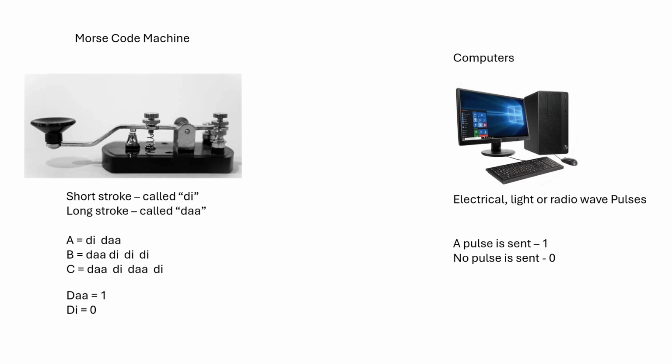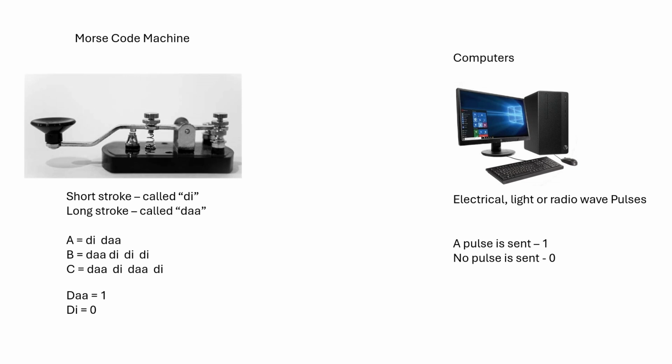It has a code for all the alphabets. For example, the code for letter A is di-da, for B it's da-di-di-di, for C it is da-di-da-di, etc. Compare it to computers that use electrical, light or radio pulses to send information. For the sake of comparison, the sound Da in Morse code can be considered as 1 and the sound Di can be considered as a 0.